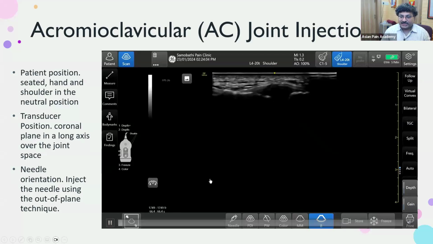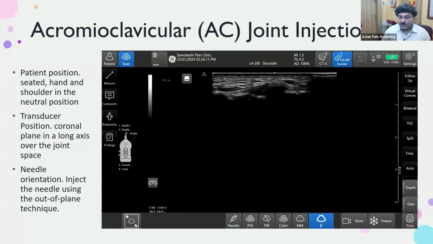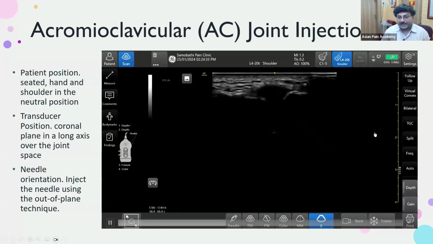So let's see the injection at the acromioclavicular joint. While we are injecting with the out of plane approach, you won't be able to see the whole needle. Rather, you will be able to see the needle only as a small point. So patient position here is seated. In old age patients who are prone to developing vasovagal, do it in a lie down posture. Transducer should be put from the top, and the needle orientation, inject using out of plane technique for most of the joints. So here we'll be putting our needle.